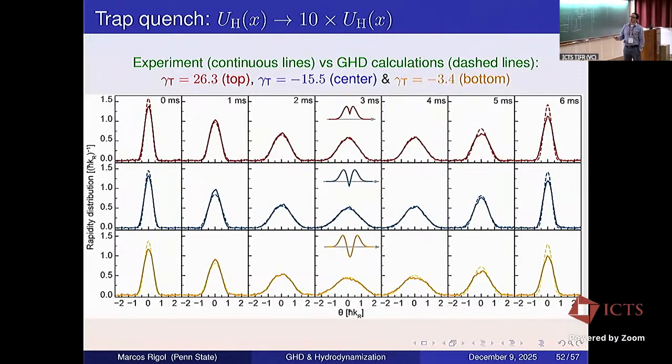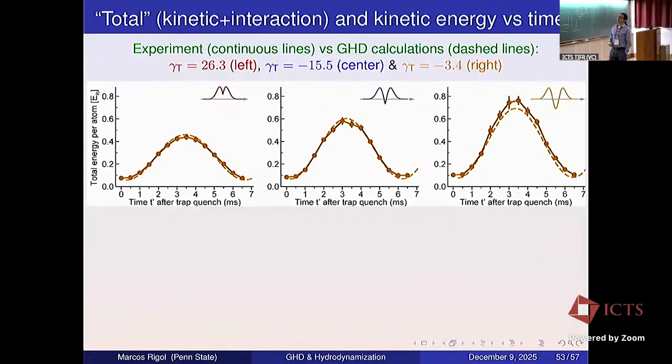Now, the remarkable thing happens when you look at momentum distribution functions and energy. This is now the total energy per atom. How do you get the total energy? You integrate this rapidity distribution with this theta square that you were seeing yesterday in the talk. So you get that this is how they evolve for the three regimes.